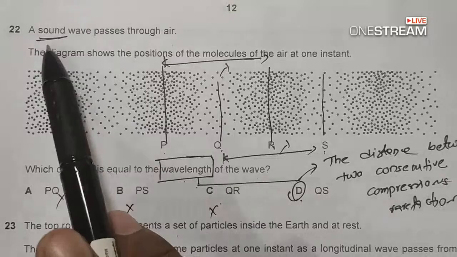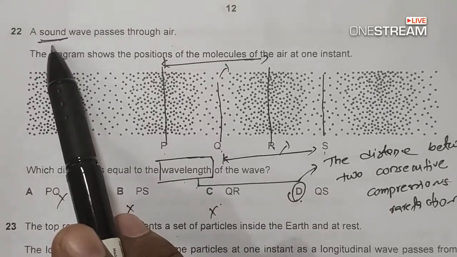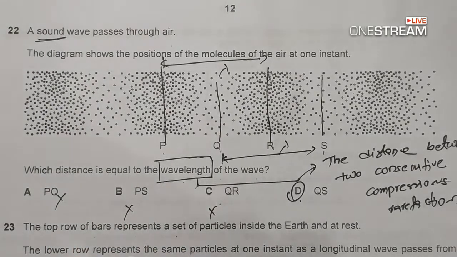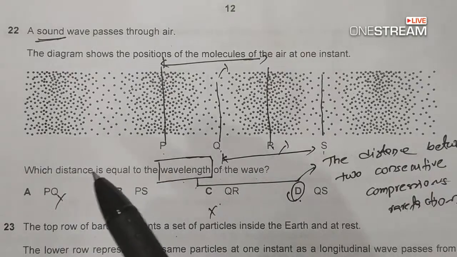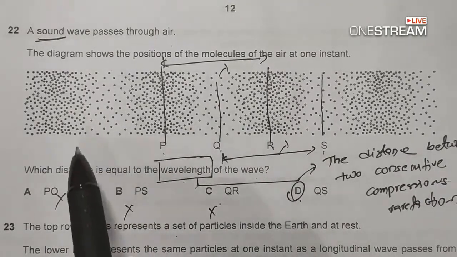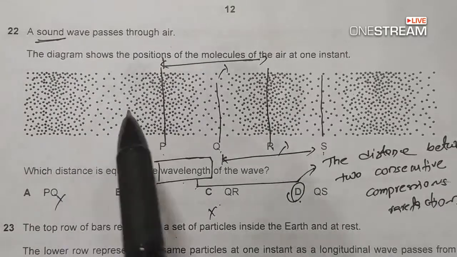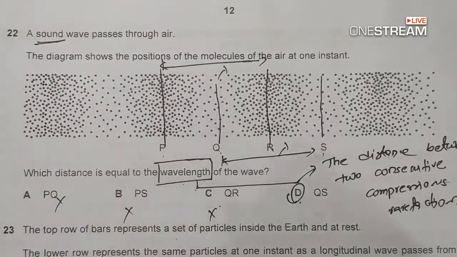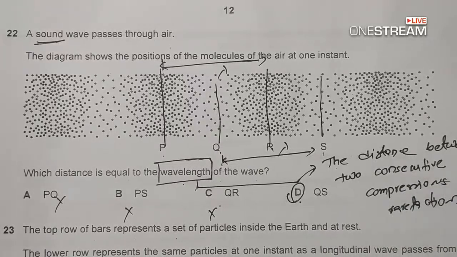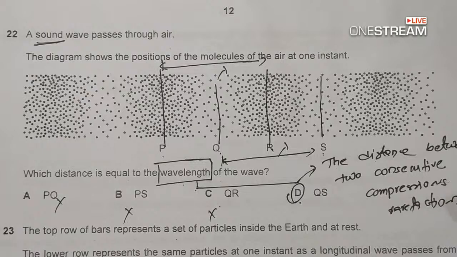So you can see the sound wave is a longitudinal wave where compressions and rarefactions happen. Where the particles are accumulated at one place, that's called compression, and where the particles are far from each other is called rarefaction. The wavelength in this case is defined as the distance between two consecutive compressions or rarefactions.